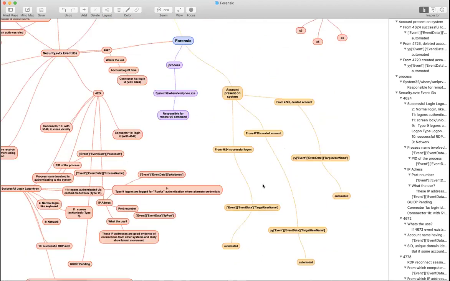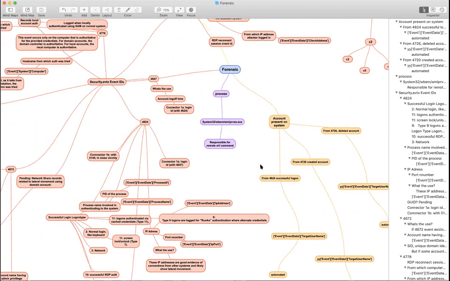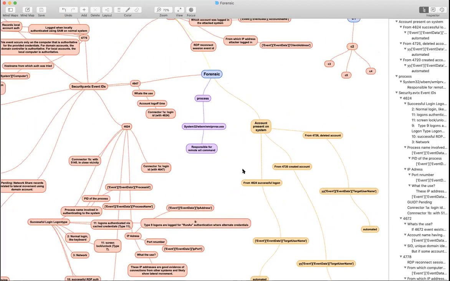What I have done is I'm writing a program which will do all this activity and get all the information for me. I don't have to spend time. The forensic investigation will be completed in minutes rather than hours.